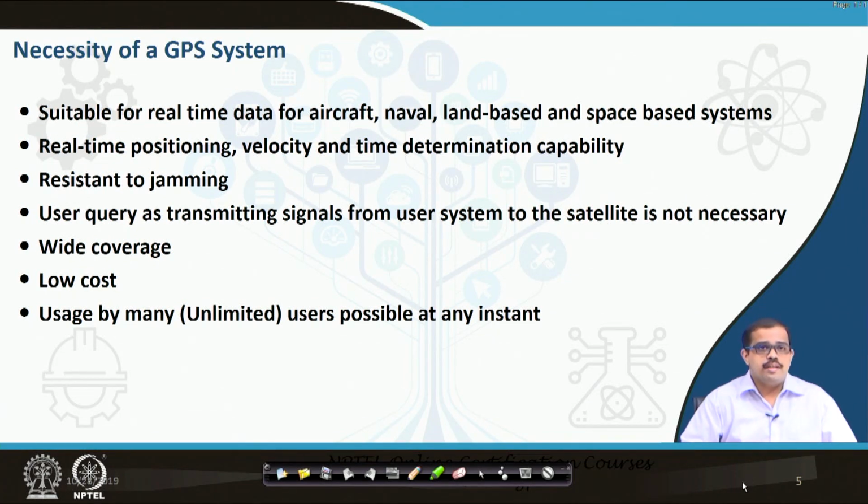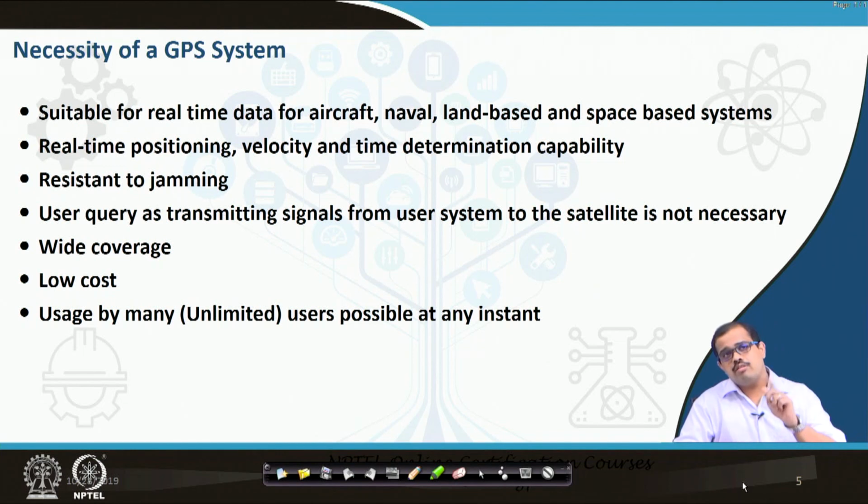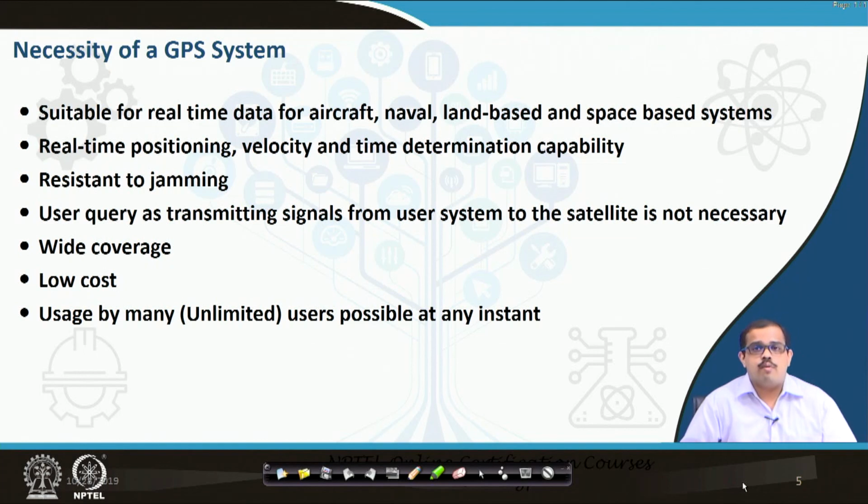The GPS system is suitable for real-time data for aircraft, naval, land-based and space systems. Most importantly, as I explained already, real-time positioning, velocity and time determination are extremely important. I will come back to how real-time data for aircraft is used. It is something called the WAAS system. We will come back to that in further slides, but as of now just understand that this is suitable for data for aircraft.